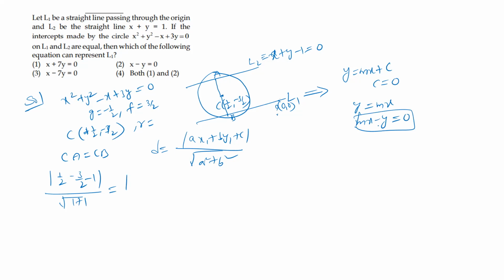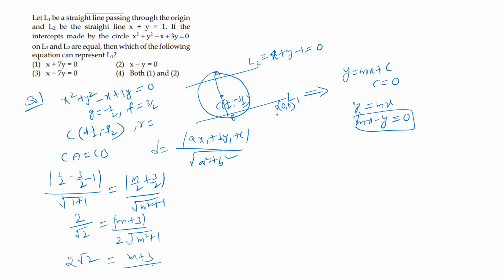The distance from the center to this line is: 1 by 2 into m, that is m by 2, minus 3 by 2, by square root of m square plus 1. By taking LCM, 1 by 2 minus 3 by 2 minus 2 by 2, that is minus 1, total plus 2 by root 2, is equal to m plus 3 by 2 into root of m square plus 1. Now 2 by root 2 is root 2. Cross multiplying, 2 root 2 is equal to m plus 3 by root of m square plus 1.